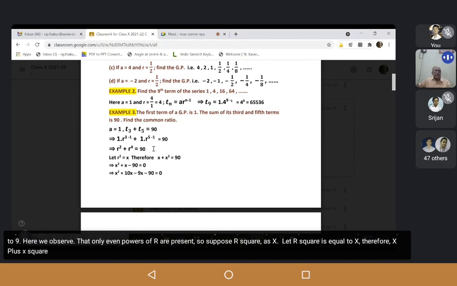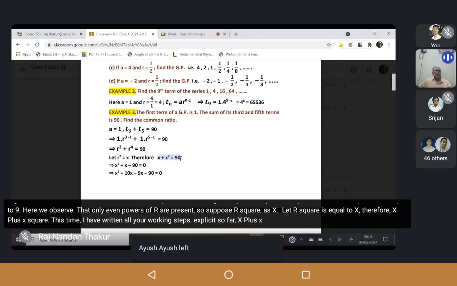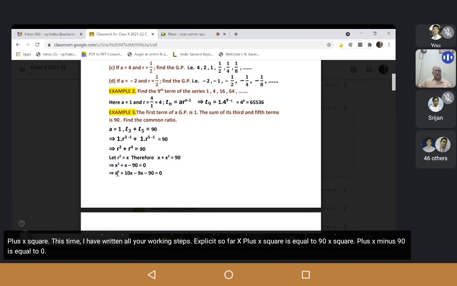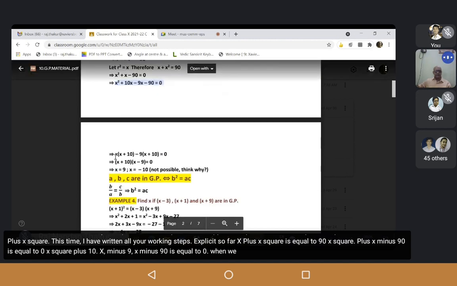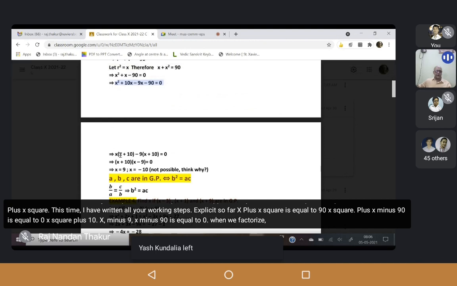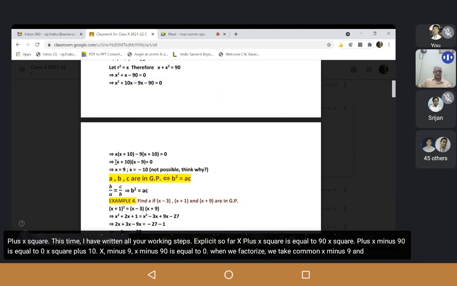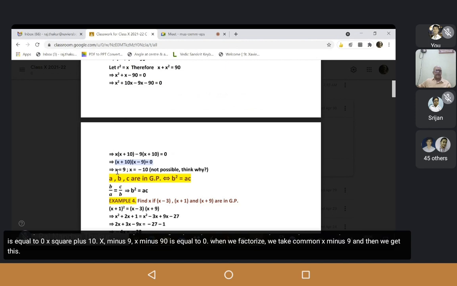This time I have written all your working steps. X plus X square is equal to 90. X square plus X minus 90 is equal to 0. X square plus 10x minus 9x minus 90 is equal to 0. When we factorize, we take common x, minus 9, and then we get this. X is equal to 9 and x is equal to minus 10. X is equal to minus 10, not possible.